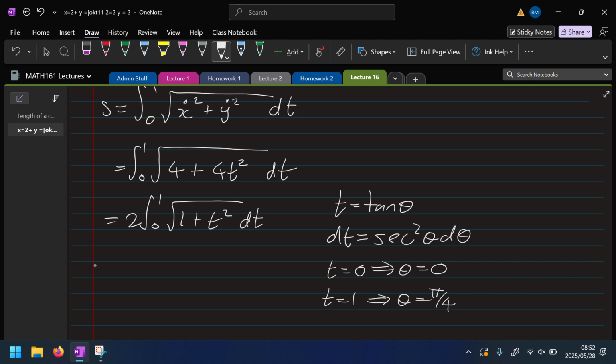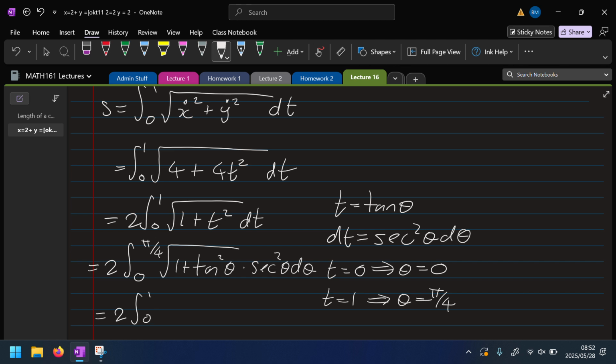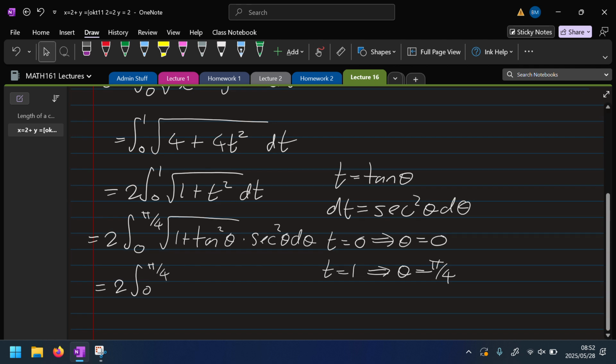Now we just substitute. So this will be 2 times the integral from 0 to pi over 4 now because of the bounds changing. Then we have the root of 1 plus tan squared theta. And then the dt, that's going to be the sec squared theta. Now we can do some simplifying. 1 plus tan squared, that's sec squared. Take the root, that's going to be sec. Sec times sec squared, that is sec cubed.